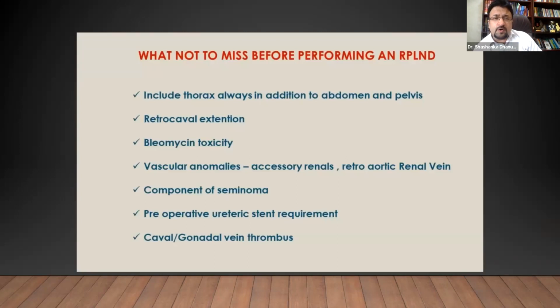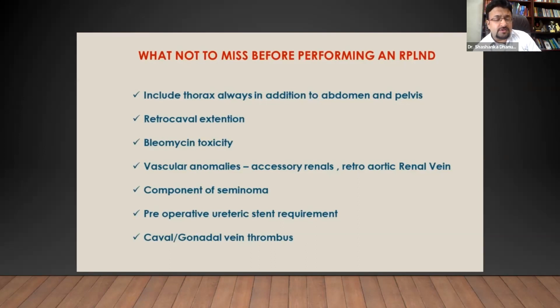All right, this is an important checklist that should be seen by any surgeon who's embarking upon RPLND. Number one, include the thorax always in addition to abdomen and pelvis. Number two, look for a retrocaval extension of that mass carefully. Number three, look for bleomycin toxicity. Number four, look for any vascular anomalies because you are going to be dissecting directly upon the great vessels. So any accessory renals, any retroaortic renal vein, these are things that you should know before entering the retroperitoneum.